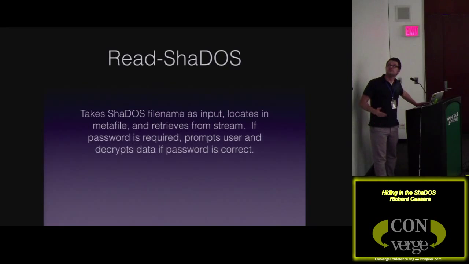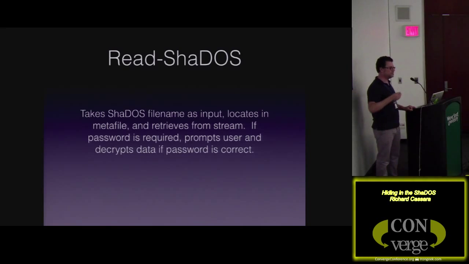And then finally, the read ShaDOS function is going to take the parameter of the file name that you want to get back out. So you say, I want to read this file that I've hidden, and it's going to take that content and write it back out. You can pipe it into a file, or you can have it output to your screen. And that is also going to check if the password's required. That is kept track of in the meta file, where it has a password bit in its string. And if password's required for that file, it'll prompt you for the password before decrypting.